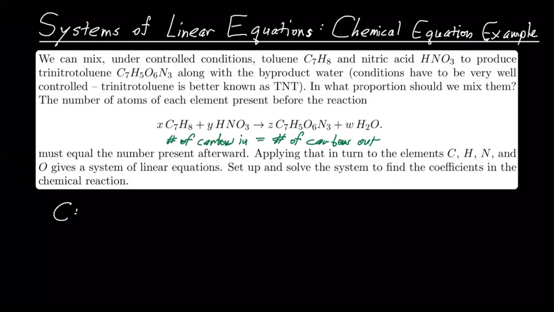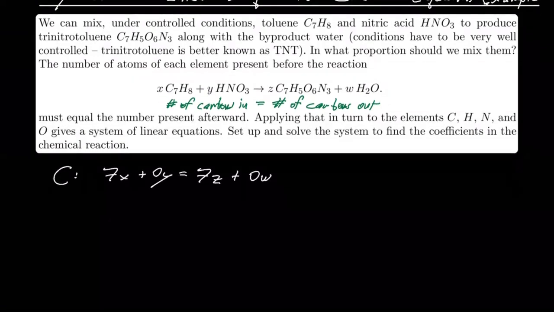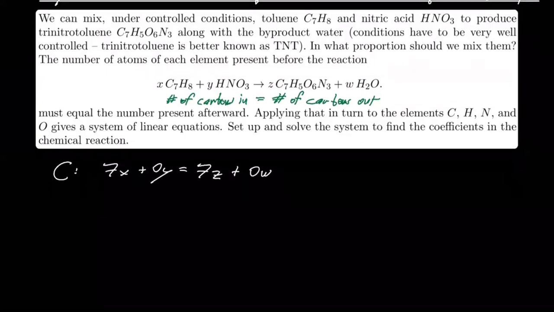Okay, I see, so since it's C7 in the first molecule, there's 7 carbon atoms there. So if you have X of those, there's going to be 7X carbons from that first molecule. There are no carbons in the nitric acid, so you could almost say 0Y if you wanted to. And then I see 7 carbons in the first molecule in the output. So that's 7Z, right? And then again, there's no carbons in water. Okay, so you get an equation from that. Again, pause and try to do the same thing for hydrogen, nitrogen, and oxygen. Try to write down the equations you'll get.